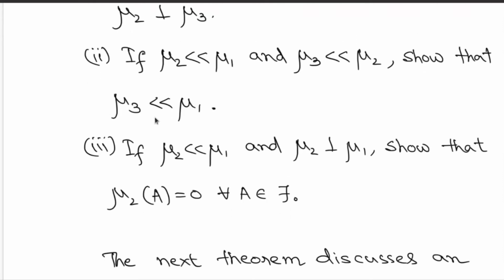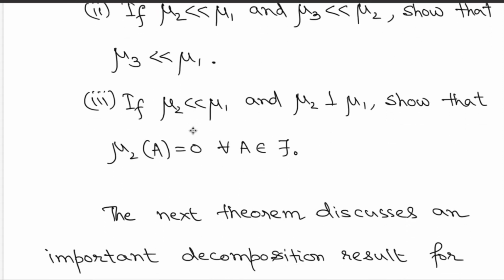The second statement says that if mu2 is absolutely continuous with respect to mu1 and mu3 is absolutely continuous with respect to mu2, then if you combine them together you can claim that mu3 is also absolutely continuous with respect to mu1. So again here you are just comparing the null sets. So please check this exercise.